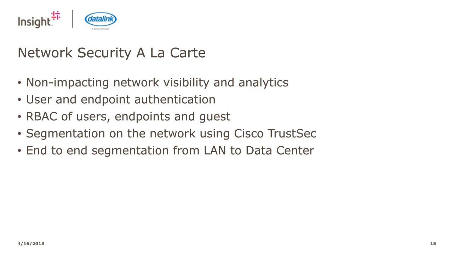We can employ a solution where we're just concerned about the network visibility and the analytics of the endpoints and applications that are connecting to the network. Or we can put on top of that, with that information, a layer of user and endpoint authentication, where users have to successfully authenticate to the network before they're allowed access. And then we can get granular, based on all the information from tasks 1 and 2, with role-based access control of endpoints and guests.